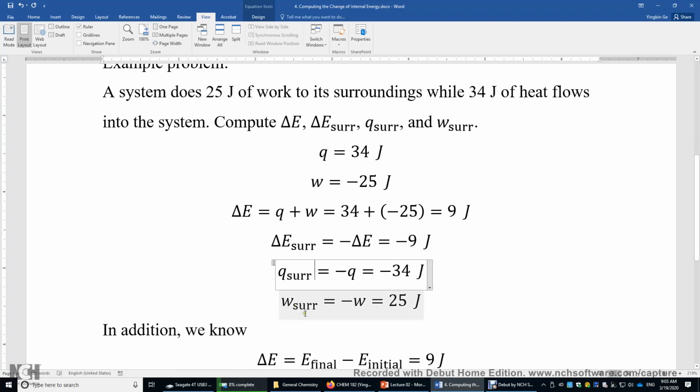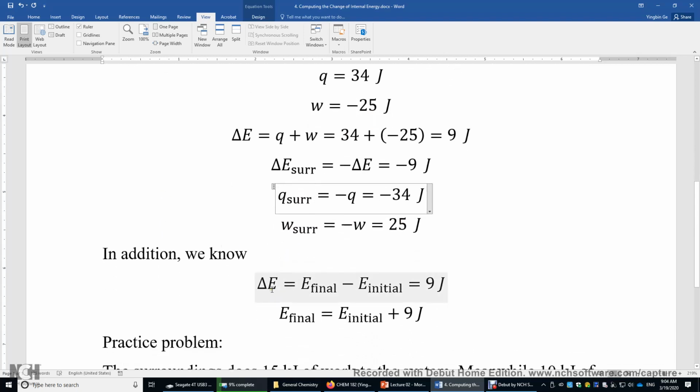How about work? Again, if the system does 25 joules of work to its surroundings, the system loses energy. The surroundings gains energy. Therefore, W is negative 25 joules, and W of the surroundings is positive 25 joules. In addition, we know the change of the internal energy of the system is 9 joules. Therefore, the final internal energy of the system is equal to the initial internal energy of the system plus 9 joules.